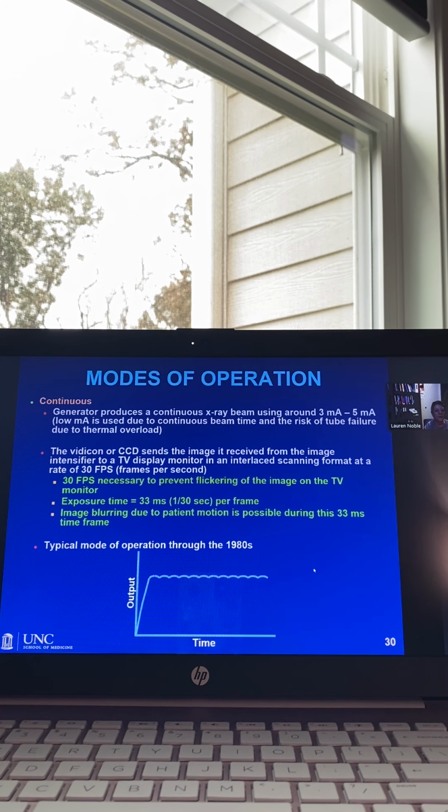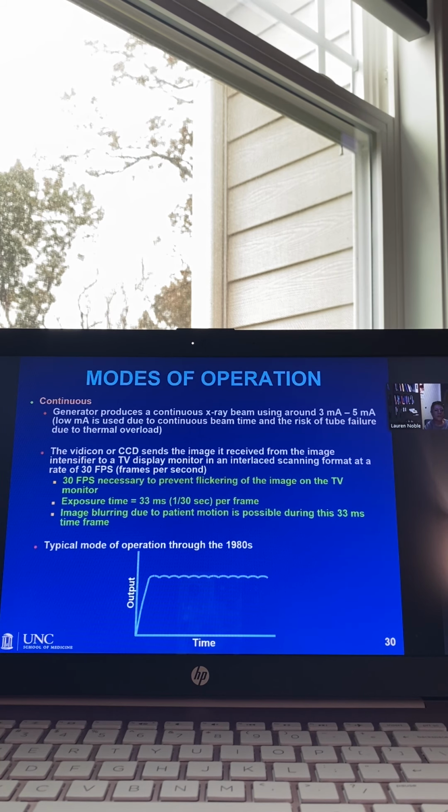Okay. Now, the Vidicon or the CCD, which is typically the case now, remember, it sends the image that it received from the image intensifier to a TV display monitor. So the CCD will send the electrons to the TV display monitor in order to be displayed so we can visualize it. The way in which it does it, though, is important.